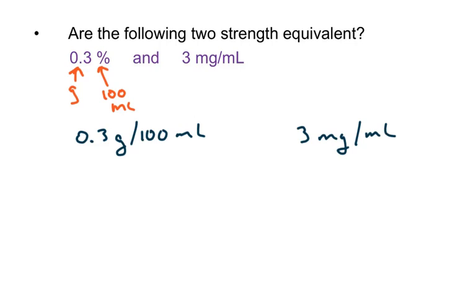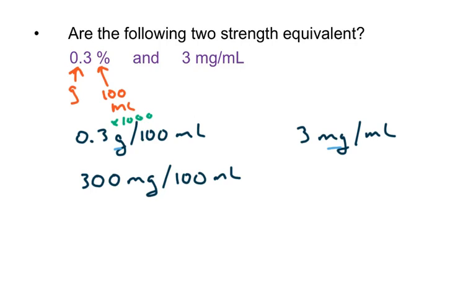Okay? So the issue is this says gram and this says milligram. So you have to make them match, either both grams or both milligrams, to be able to compare them. I would change the grams myself, because you're just going to multiply by 1,000. So 0.3 times 1,000 would be 300 milligrams per 100 milliliters. Okay.